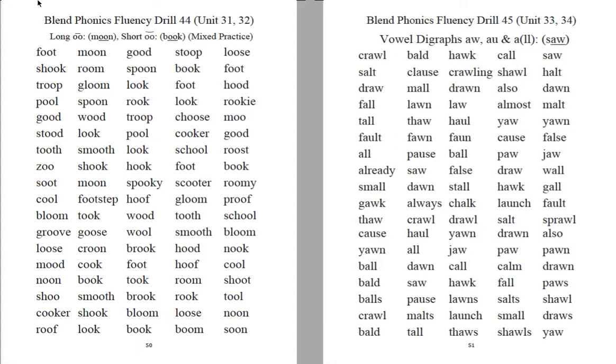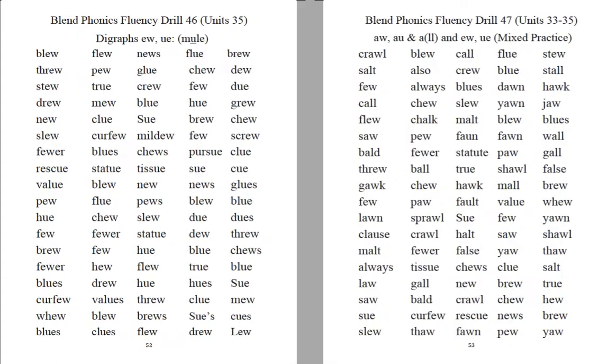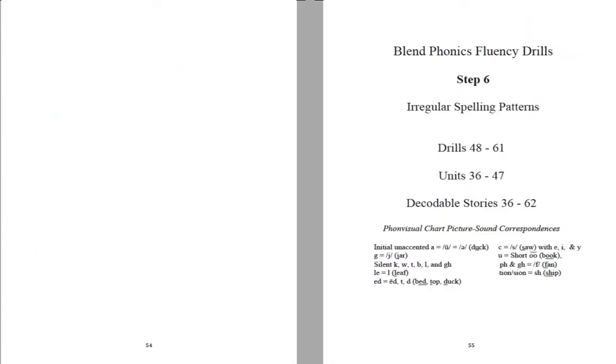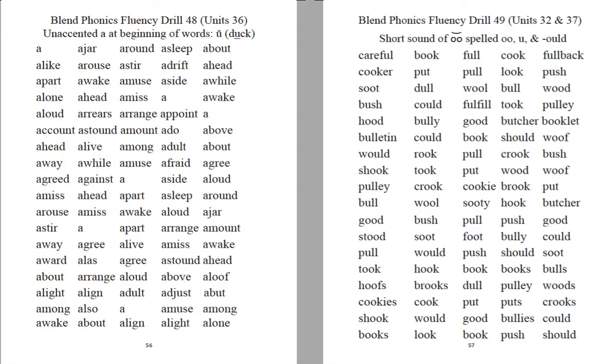See where we mix them up? Again, they'll slow down on those, and with a little practice, they get better. The EW, the oo of mule, and then we have the irregular spellings. And again, we'll go through these really quick. The A that says uh as in ajar, around, asleep.